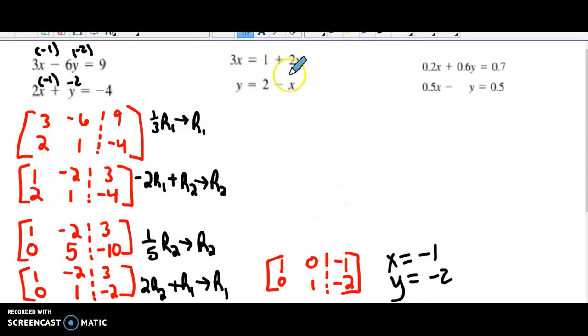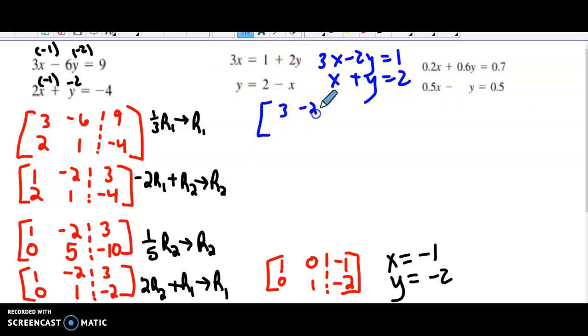All right, let's move to this one. Of course, before I even do this, I need to rearrange it: 3x minus 2y equals 1, and x plus y equals 2. I wanted to get my x over here and my 2y over there. Now I can write my matrix: 3, negative 2, 1, 1, 1, 2. Number one goal is to have a 1 here.